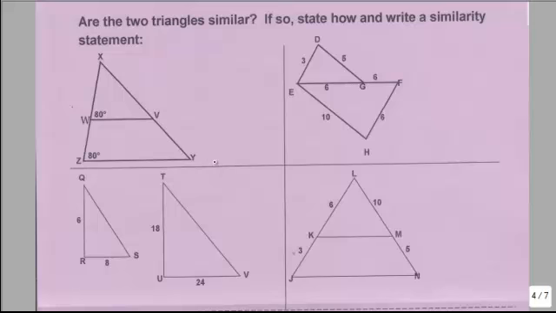Today we have to do actually 2 flaps. I probably should have made y'all do this flap before we started block day's work, but I need to get it done anyway. So this first triangle right here, well, first of all, we have to prove the 2 triangles are similar, and if so, state how and write the similarity statement. This one big triangle actually has a little triangle in it and then a big triangle.